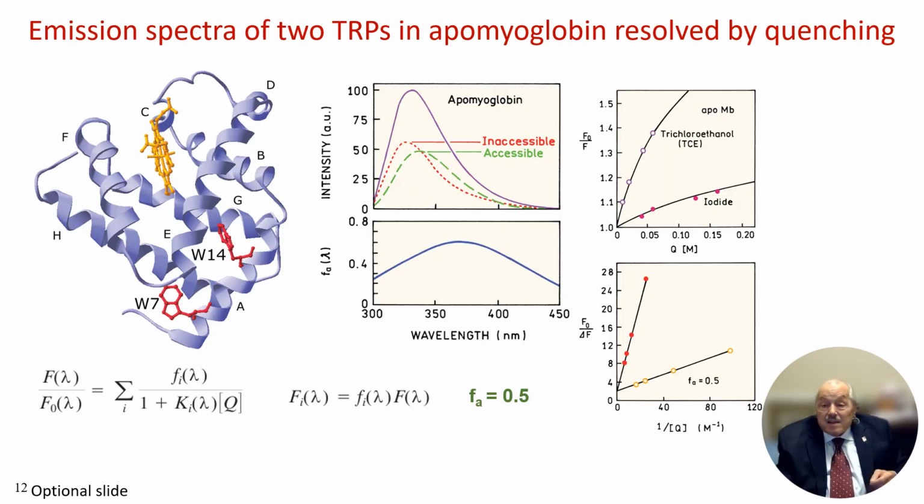I had another example of this for the two tryptophan residues in apomyoglobin, which were also resolved by quenching. As you noticed, I wrote an optional slide down here. I didn't think it was necessary to go through all the details, except to say this procedure can work with different proteins. And once again, about half of the intensity was accessible to quenching. I doubt strongly that this would work if there were 3 tryptophan residues in a protein.